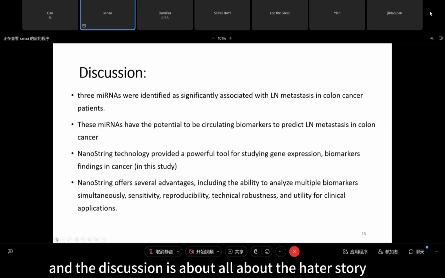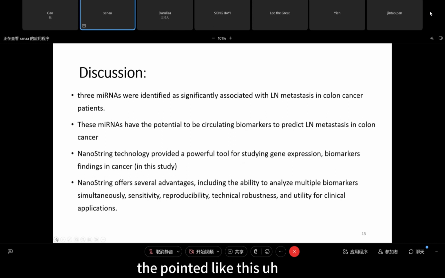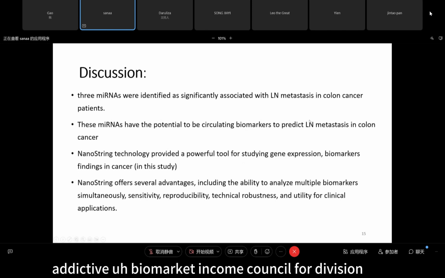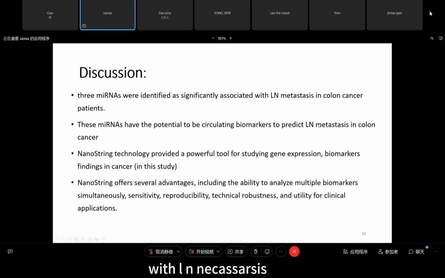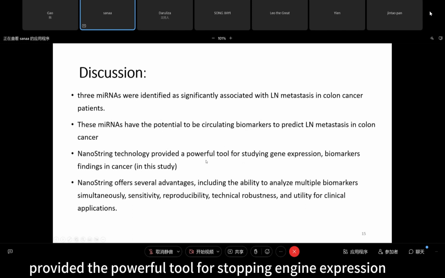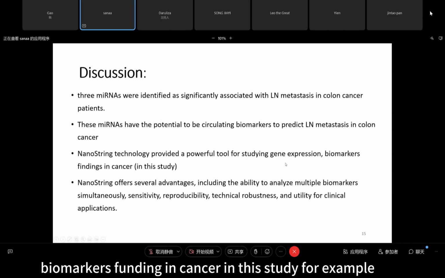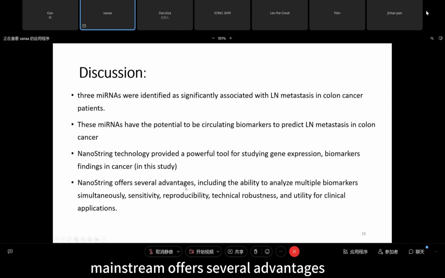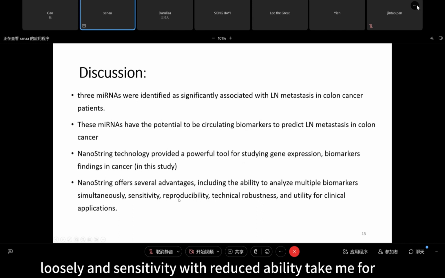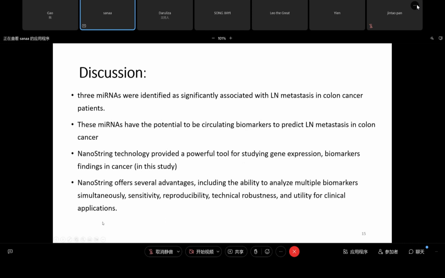That's my response, and the discussion is about the paper story. They found there is hope that this technology can help in finding predictive biomarkers in colon cancer for patients with LN metastasis. Nanostring technology provided a powerful tool for studying gene expression and biomarker finding in cancer. In this study, for example, nanostring offers several advantages, including the ability to analyze multiple biomarkers simultaneously, sensitivity, reproducibility, technical robustness, and utility for clinical application.